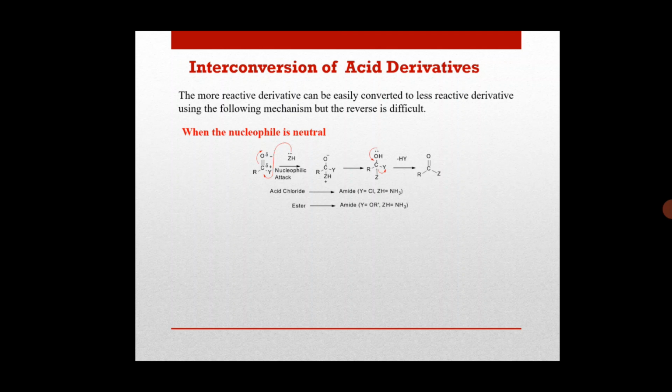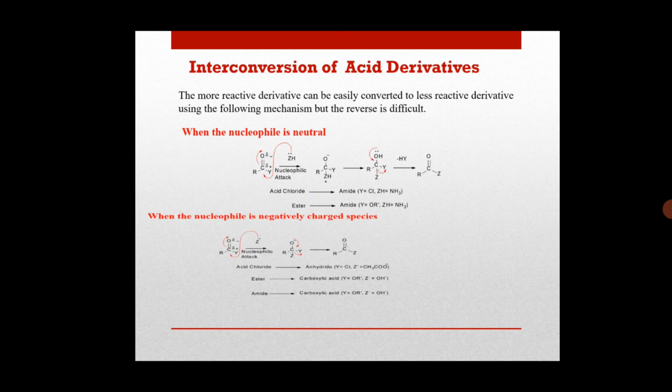First, when the nucleophile is neutral, through this acyl nucleophilic substitution reaction mechanism, acid chloride and ester can be converted to amide using ammonia as nucleophile. And this is only because acid chlorides and esters are more reactive than amide. But amides cannot be converted into ester and acid chloride.